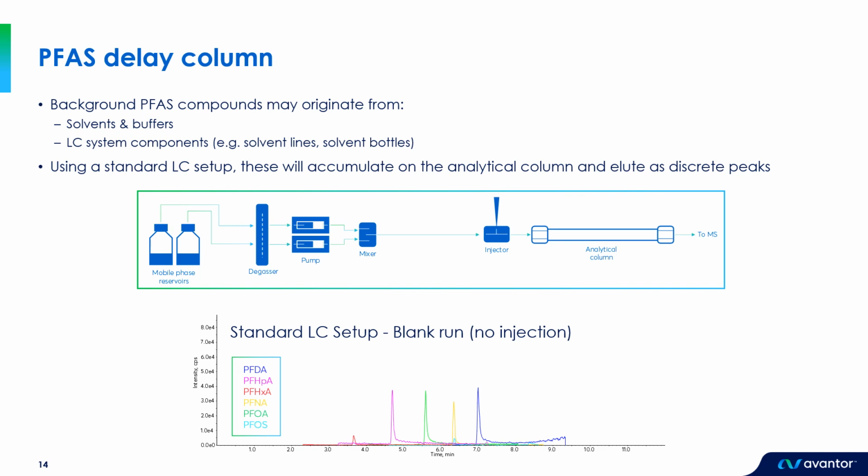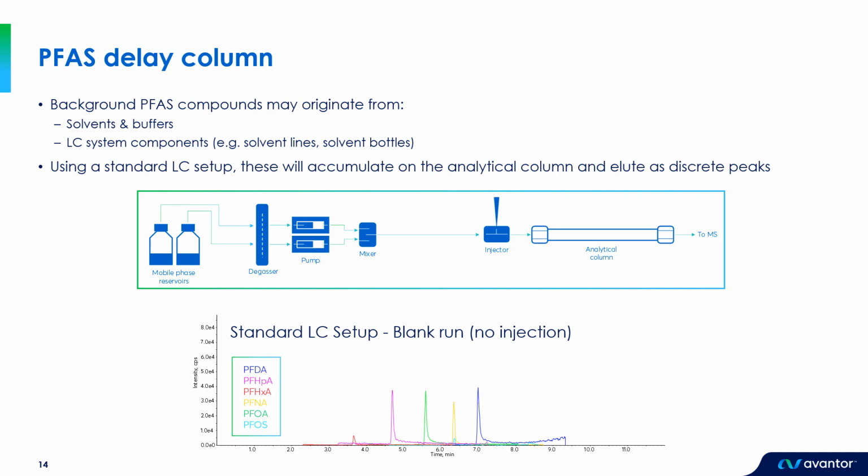Then when we begin the gradient, those PFAS will elute from the column and be detected by our mass spec. And here we have an example from our own LC system when we first began PFAS analysis, which showed that when we ran a blank run with no injection, we see 6 PFAS compounds eluting from our column.